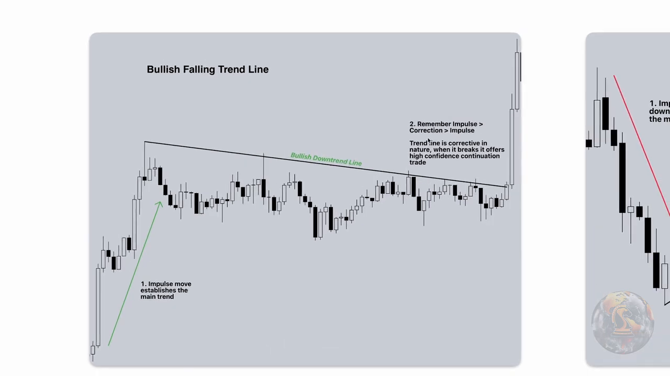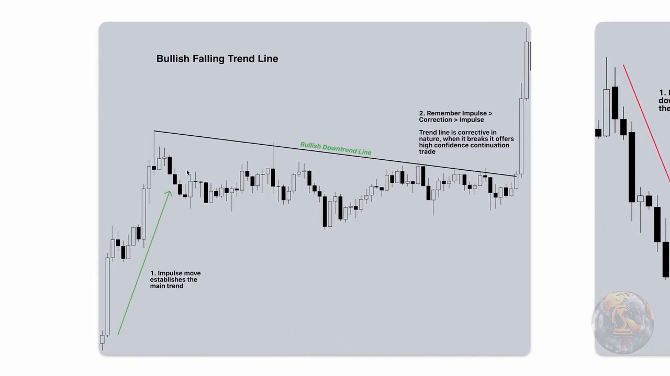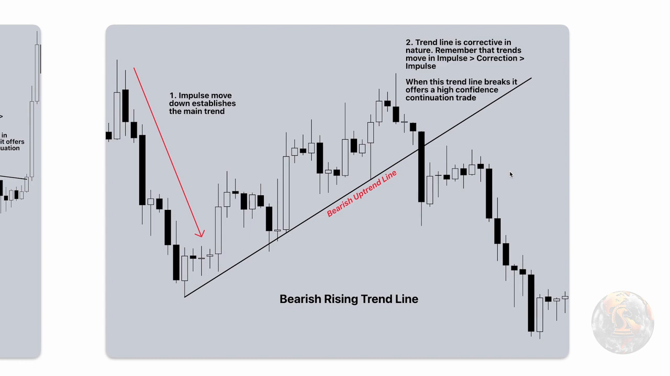Remember, impulse, correction, impulse, the trend line is corrective in nature, so when it breaks, it offers a high confidence continuation trade. This is one of my favorite trades, one of the best trades you can take when you learn how they work and how to play them correctly and most importantly when to avoid them. And you have a bearish rising trend line, another favorite of mine.